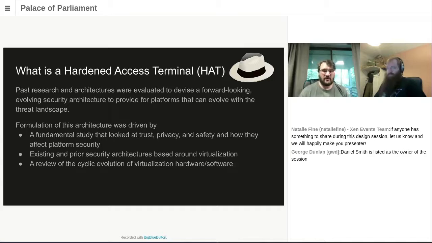Existing and prior security architectures that I either had cursory involvement with or direct involvement with that were based around virtualization, and then a look at the cyclic evolution of virtualization hardware and software, how they've continually fed into each other and driven requirements for each other.